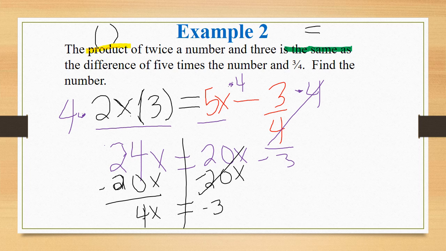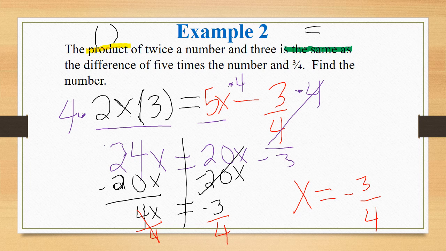All right, is the boy in the bubble by himself yet? Nope. So if I'm multiplying by 4x, what is the opposite operation? Divide. So I'm going to divide both sides by 4. So my answer comes out to be x equals -3 divided by 4.